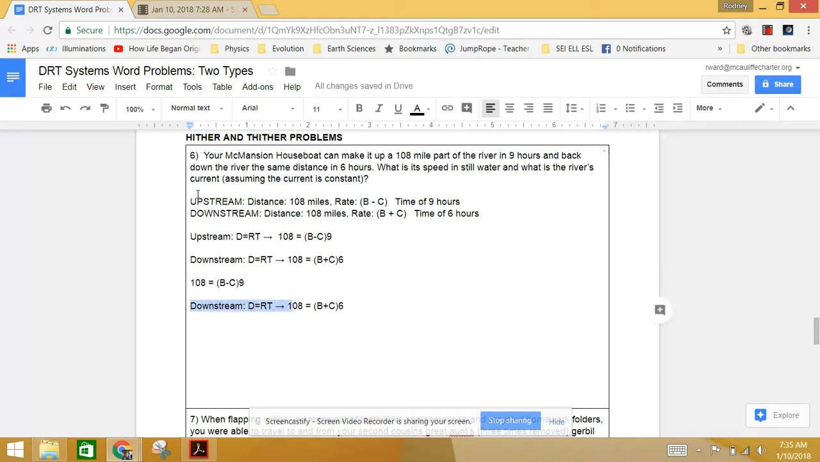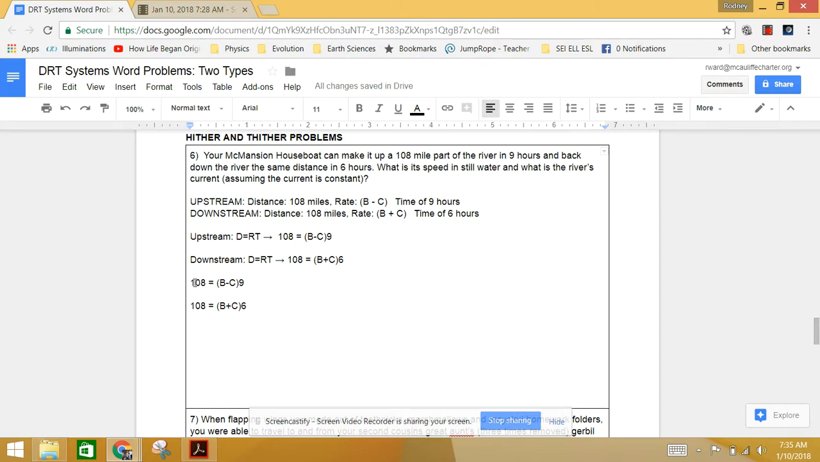The first thing I need to do is simplify these equations. I have two ways I could simplify it. One is I could distribute 9 across b minus c and get 9b minus 9c. Or I could distribute 6 times b and c and get 6b plus 6c.